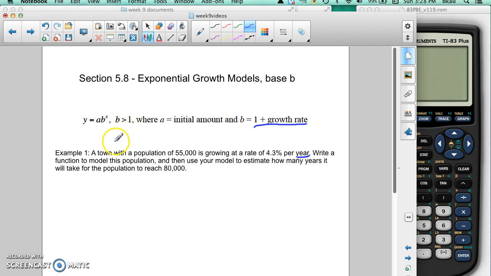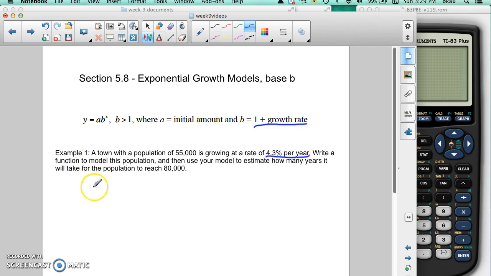Now in this problem, we have a town of population of 55,000. It's growing at a rate of 4.3% per year. And it wants you to write a function for the population and then use the model to estimate how many years it will take the population to reach 80,000.